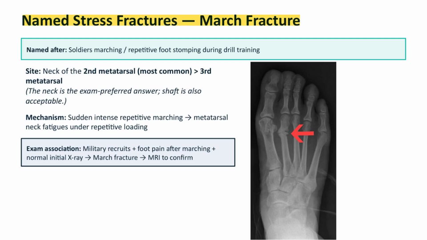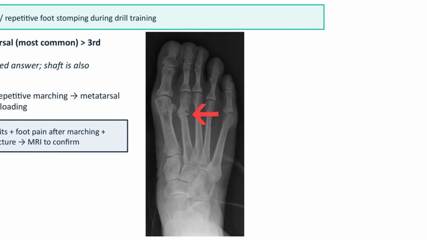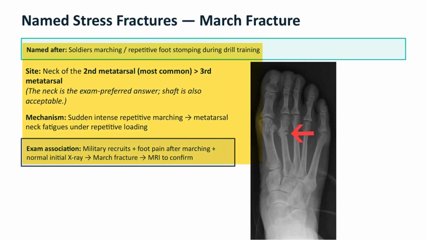Stress fractures come with a whole set of eponyms that examiners love, so let's run through the named ones. Orthopedics loves its eponyms. Here are the high-yield named stress fractures. First, the march fracture. Named after soldiers training for military marches and parades. All that repetitive foot stomping leads to a stress fracture of the second metatarsal, which is more common, or the third metatarsal, specifically at the neck. The neck is the most widely accepted answer for exams, though the shaft is also acceptable.